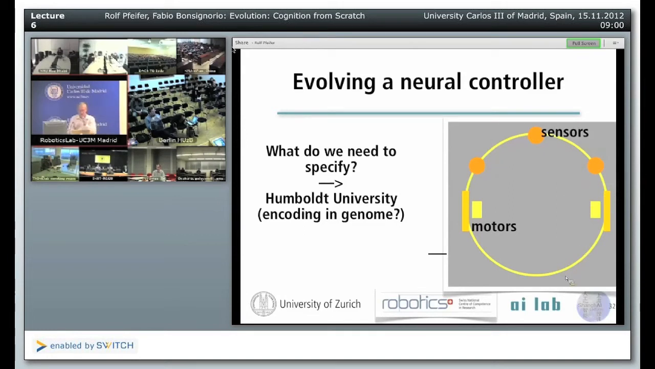Okay, and then, what do you do then? What's the next step? Yeah, the next step would be to test several robots with slightly different connection strengths from the sensors to the motors, and select the best one and modify the connections randomly and test them again, and so on. So implicitly you already sort of assumed that there is some kind of an encoding of these connection strengths in the genome, right?